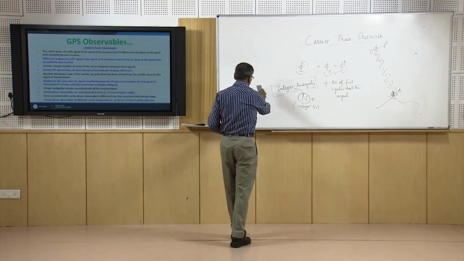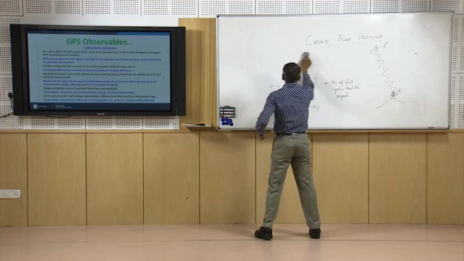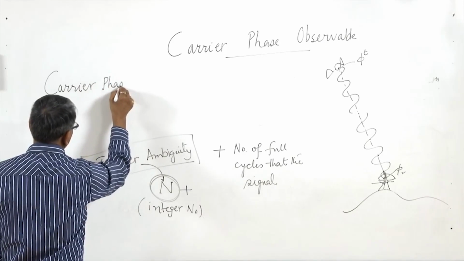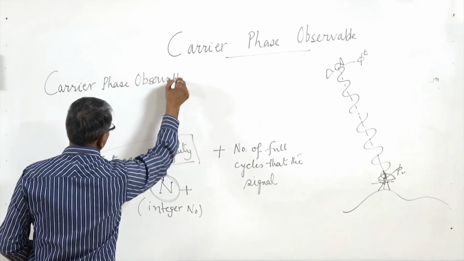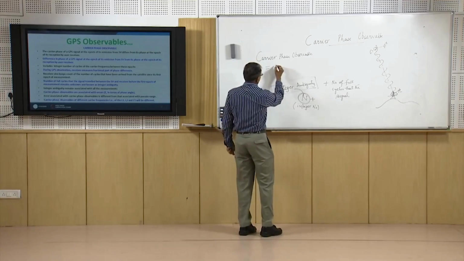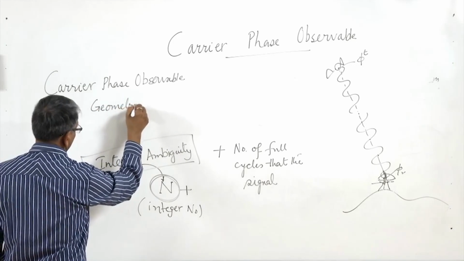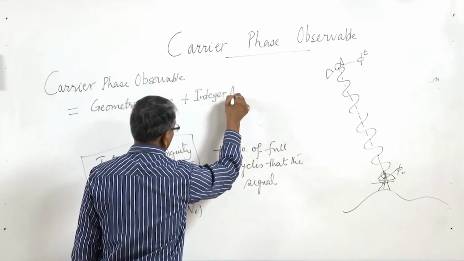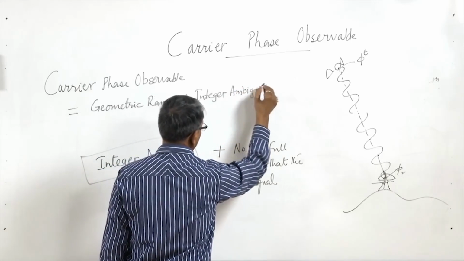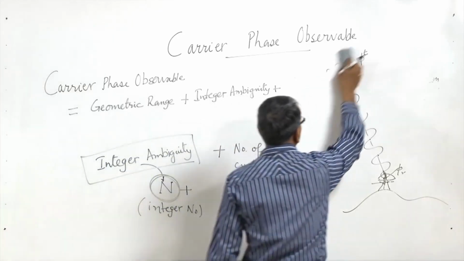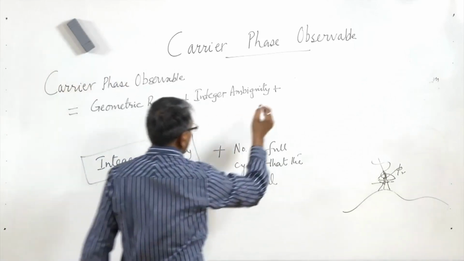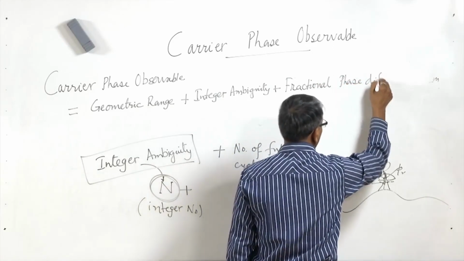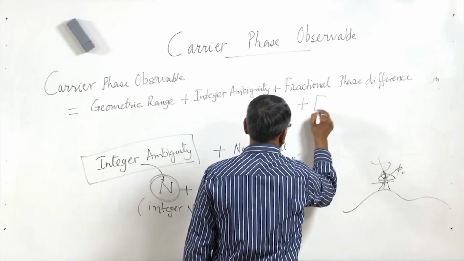So in case of phase measurement there is another parameter which is coming, which is not known. So we may end up with a relation like this: carrier phase observable will be equal to geometric range plus integer ambiguity plus fractional phase difference plus errors.